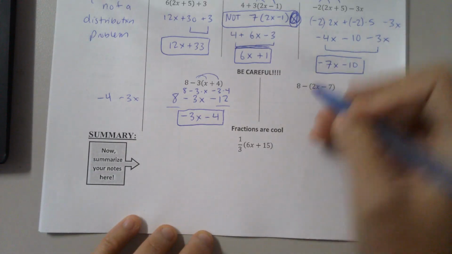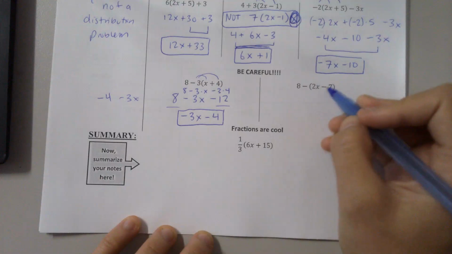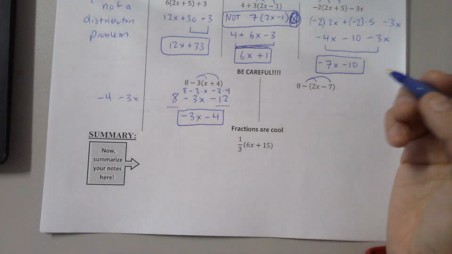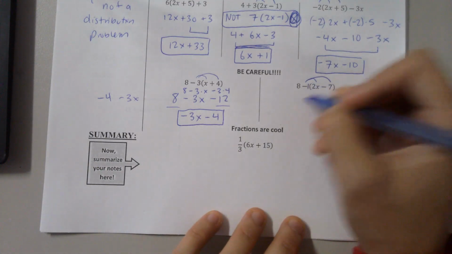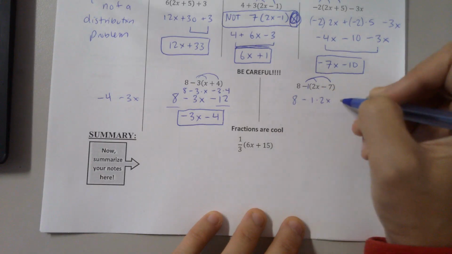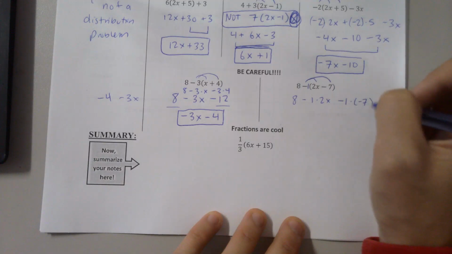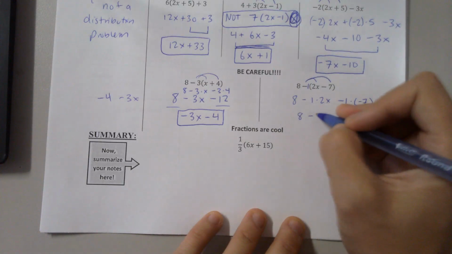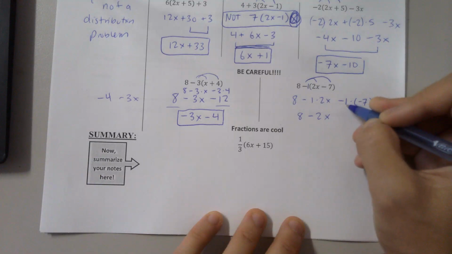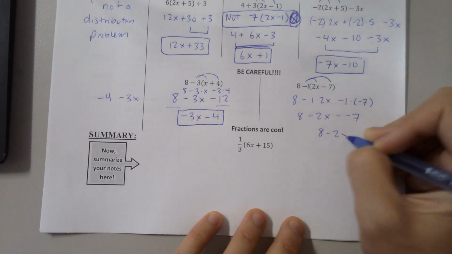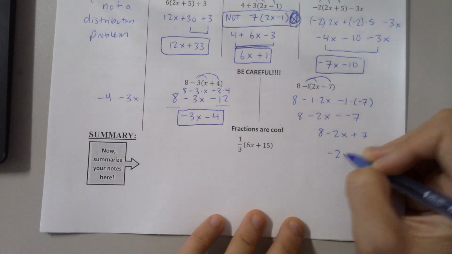Okay, and then here, there's no number in front, but we still have to distribute the negative, so this one's really tricky. This is sort of like if there was a 1 right there, so we could do 8 minus 1 times 2x minus 1 times negative 7. So we have 8 minus 2x minus, so minus a negative, so minus negative 7, that becomes plus 7. So 8 minus 2x plus 7, we get negative 2x plus 15.